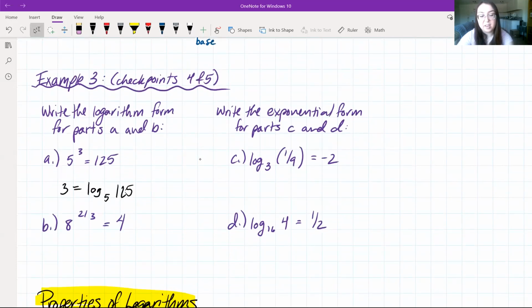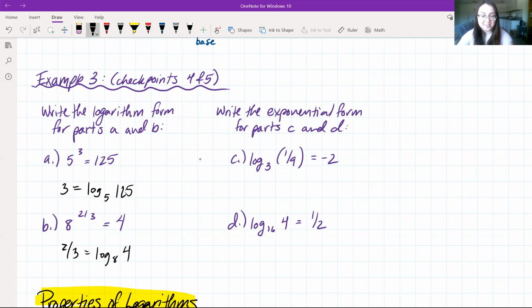Now we have part B. So we have 8 to the 2/3 power is equal to 4. So we're going to do the same thing. So 2/3 is our exponent, which is y. So we'll start with that. So we'll say 2/3 is equal to the log of our base, which is 8. So log base 8 of x, which is 4.